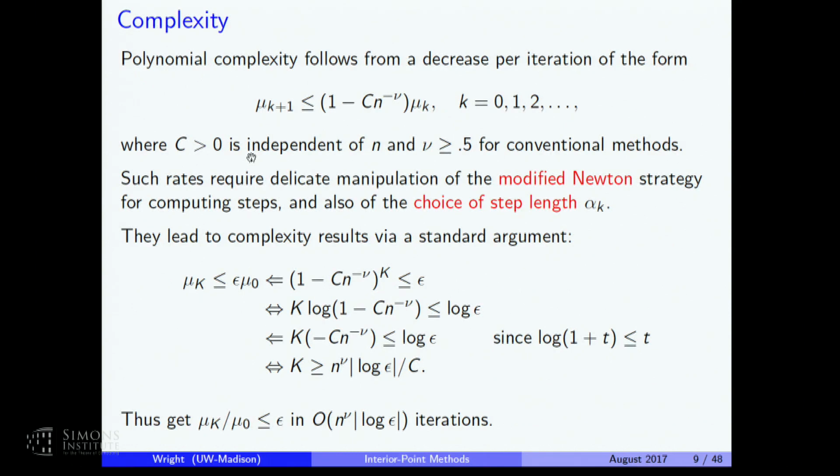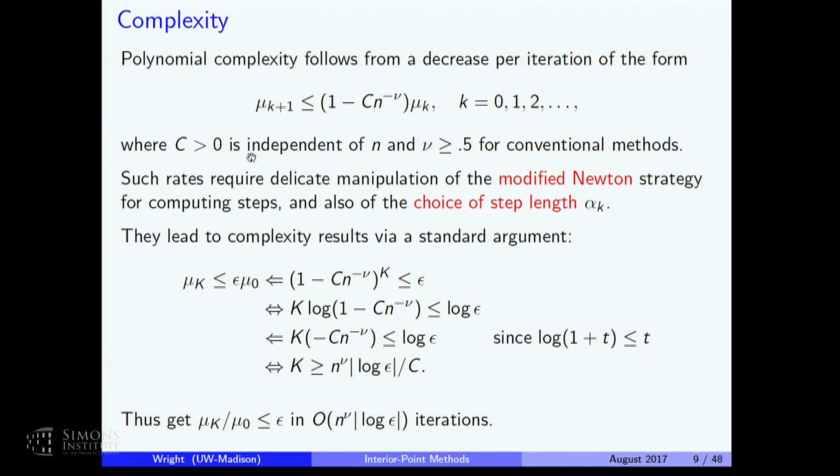Okay, what about complexity? How do we get polynomiality? Well, what we're going to be able to show from these methods is you get a decrease in mu, this duality gap measure, from one iterate to the next. And typically the decrease is a factor of this form: 1 minus some constant, independent of n, times n to some power. Where this power here is typically 1/2, 1, or 2, depending on what method you're talking about. But usually in conventional interior point methods, at least 1/2. Okay? So you're guaranteed this factor of decrease in the mu at every step. That's typically what you can show.